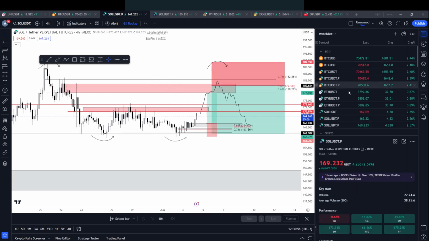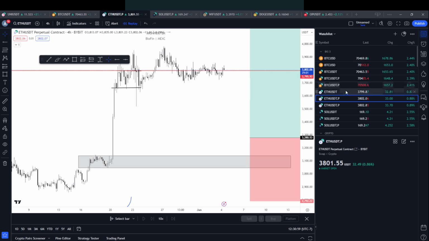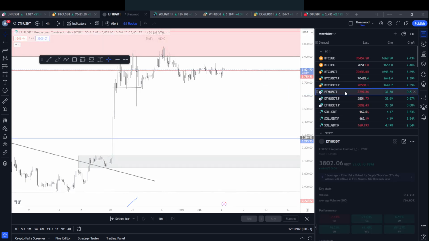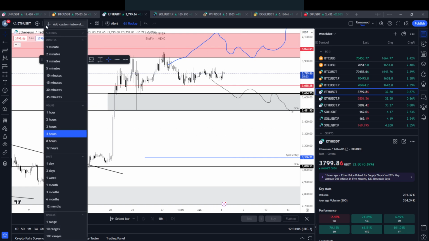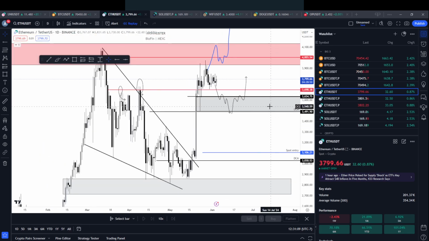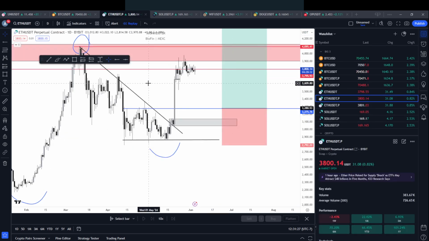ETH really quickly. Where did I cover ETH? Ah, here it is. So, in my video, I mentioned that I would have loved an entry into this liquidity pocket here to grab this wick and recover it. But we didn't get it. And I mentioned a good point to get into would be 37.30 down to that 36.50 region.